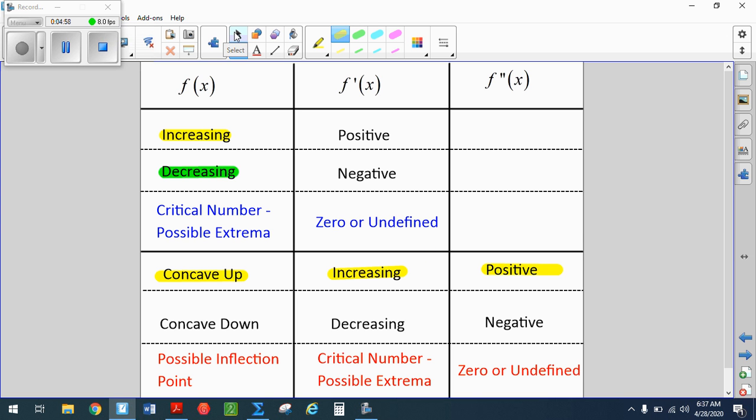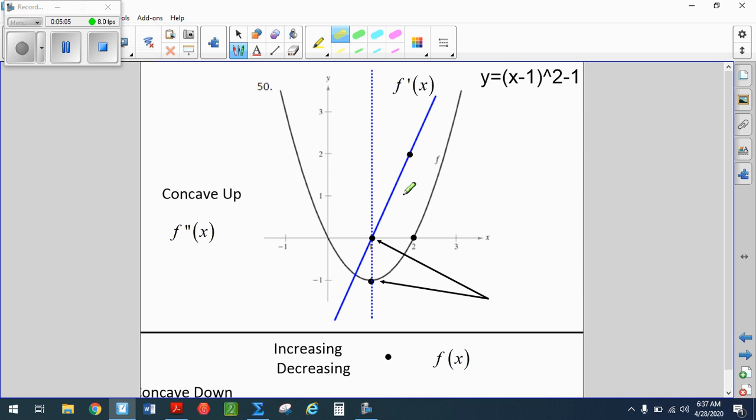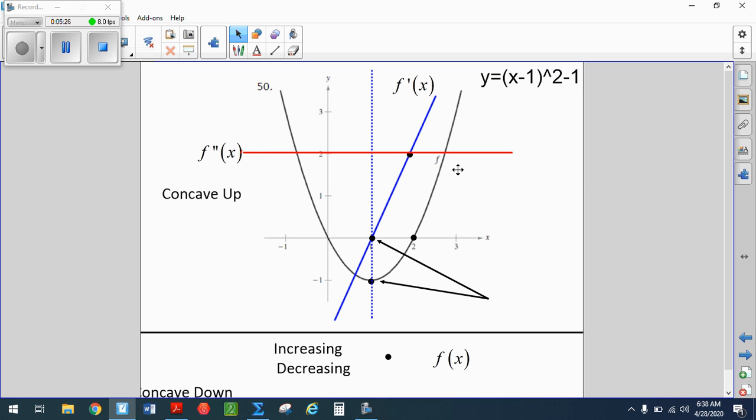Well, if it's always positive, it could look something like a quadratic, or it could look like a constant line. We know it's going to be a constant. Because the slope of this blue line is 2, we know that the second derivative is always equal to 2. Wrong line tool. So the second derivative is going to be y equals 2. Which is always positive.